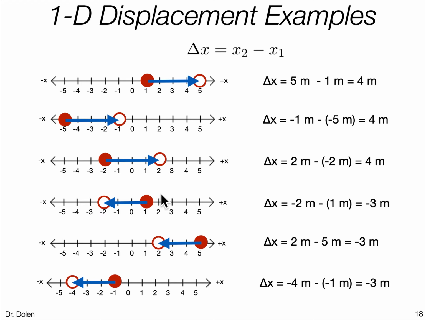Okay, and these three examples on the bottom are all examples of negative displacement. In fact, they all have -3 meters of displacement. Right here we go from 1 to -2, that's -3 meters of displacement. Here we go from 5 to 2, so we're still walking 3 meters in the minus x direction. Here we go from -1 to -4, still walking 3 meters in the minus x direction. Right, so those are all -3 meters of displacement.